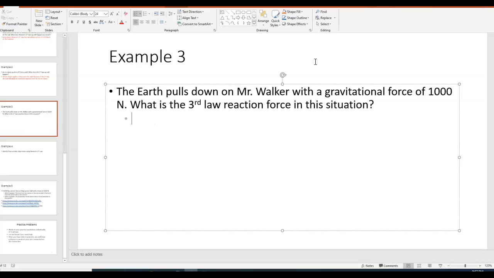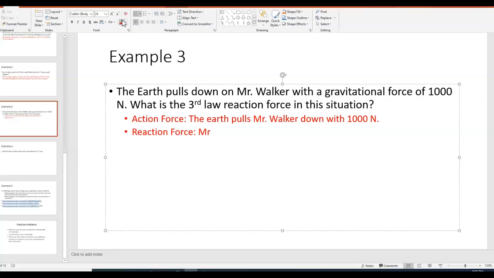So what is the action force? Well, it tells us that the action force is the Earth pulls Mr. Walker down with 1,000 newtons. The reaction force, remember with Newton's third law, the reaction force and the action force are always between the same two objects. That means the reaction force must be Mr. Walker pulls up on the Earth with 1,000 newtons.